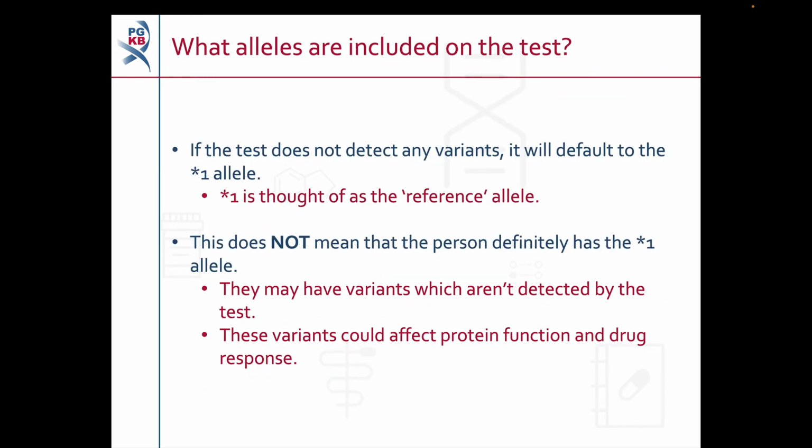If a pharmacogenomic test doesn't find any variants in a particular gene, it will assign the star 1 allele by default. Star 1 is thought of as the reference allele for most genes important in pharmacogenomics. However, assigning star 1 to a patient doesn't necessarily mean that that patient has the star 1 allele. They may still have variants which aren't detected by the test, and those undetected variants could still affect protein function and the patient's response to a drug.